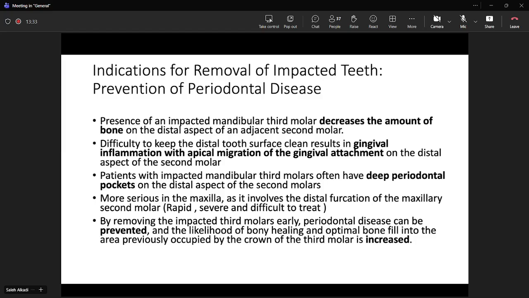Now, let's talk about the indications for removal of impacted teeth in general, and especially for wisdom teeth. One of the most important indications is to prevent periodontal disease. We know that the presence of an impacted mandibular third molar will affect the distal aspect of the adjacent second molar by decreasing the amount of bone distal to the lower second molar. Also, if there's a pocket distal to the lower second molar, it's very difficult to keep it clean. This may result in gingival inflammation, and this will also result in apical migration of the gingival attachment, then periodontitis or periodontal disease in the area.